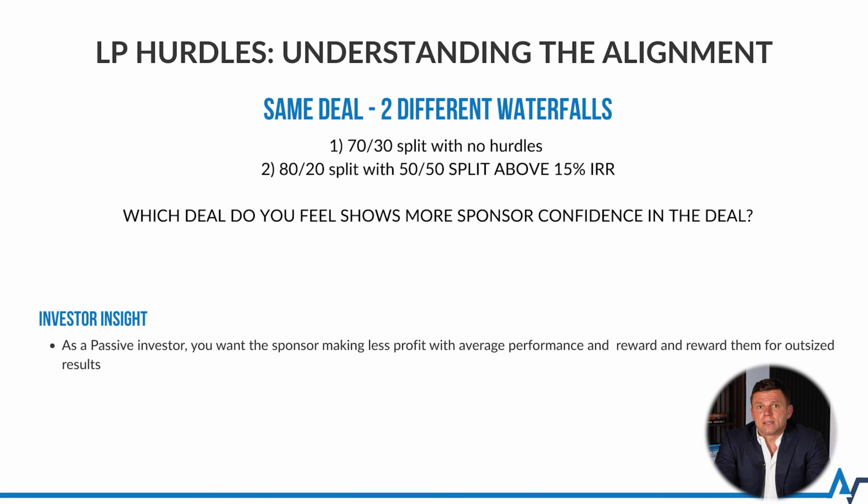And understanding alignment, right, is a 70-30 split with no hurdles, or an 80-20 split with a 50-50 hurdle above 15%, right? Which deal do you feel shows more sponsor confidence? Me personally, a deal that is structured 80-20 with a 50-50 kicker, if you really outperform, shows more confidence than a deal that is just 70-30 across the board. So not saying that 70-30 across the board is bad or there's anything wrong with that.